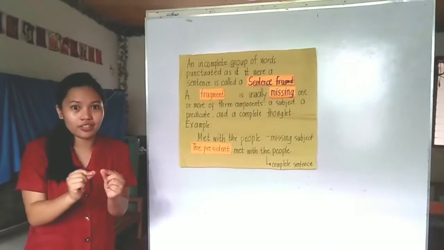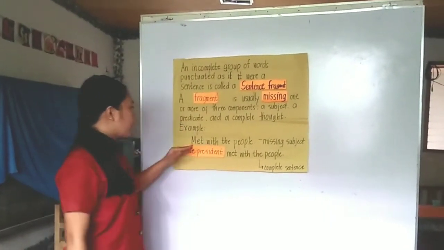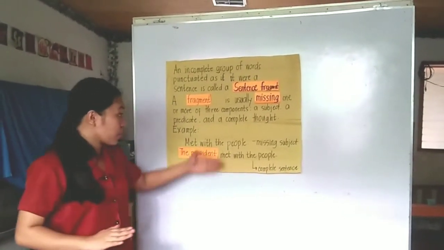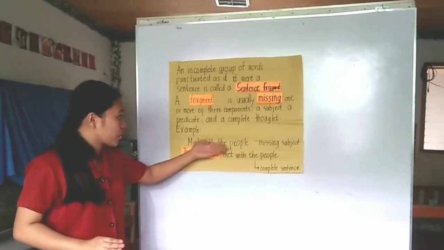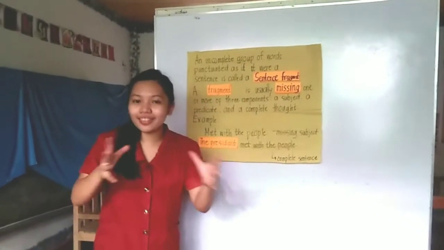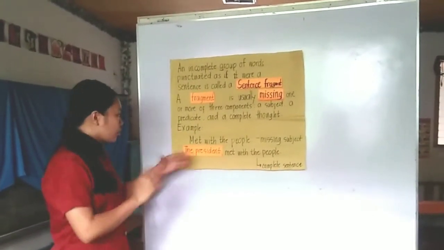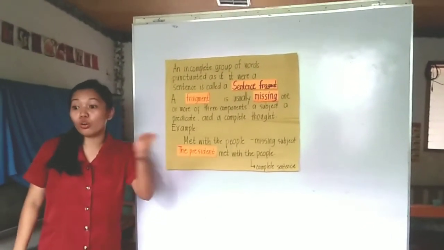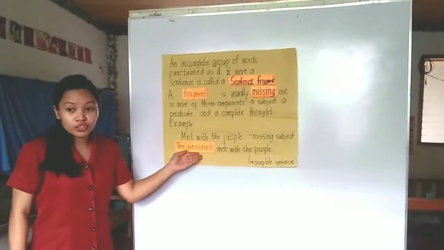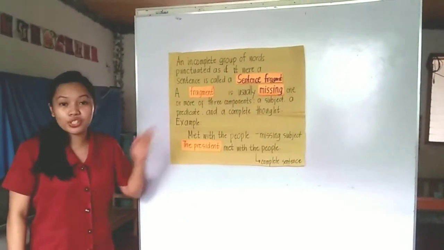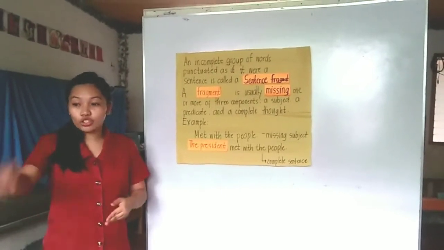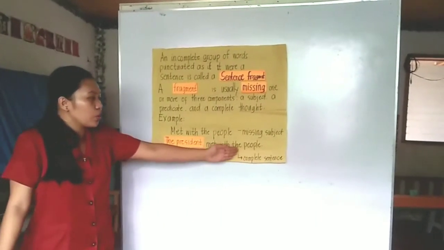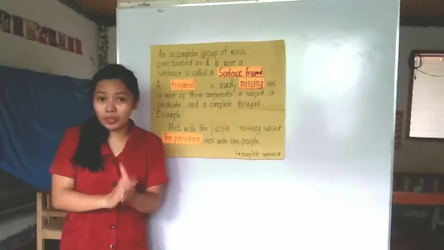Or after you write, okay? So, take for example this. Meet with the people. There is a missing subject. Because it is a predicate. There is meet with the people. And, to complete the idea, you should provide a subject. The subject here is the president. The president met with the people. So, what is the verb here? What word represents a verb? Okay, James. Okay, the word met. Okay, 2 points. The president met with the people. So, there is a complete sentence.